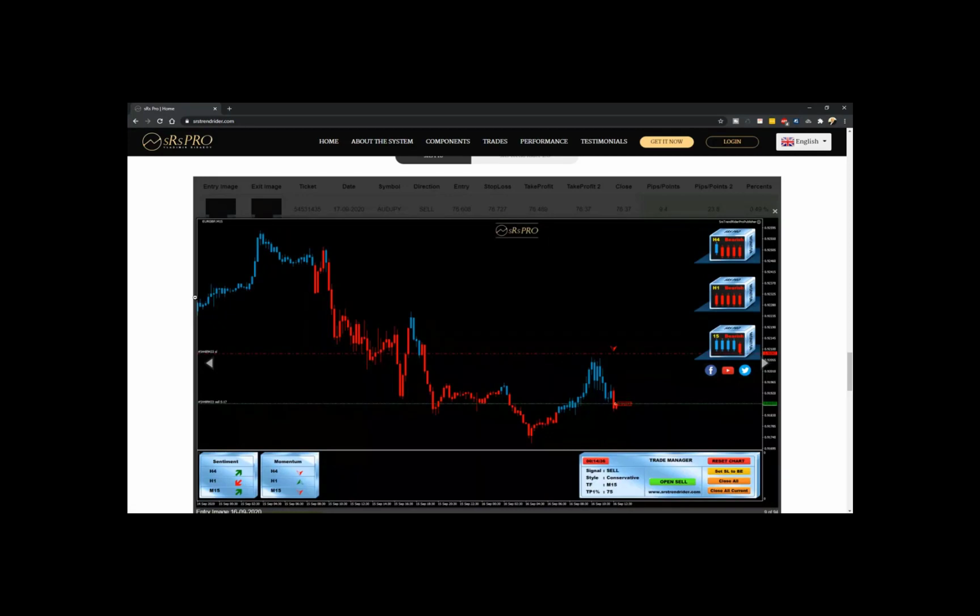Euro pound is also more or less a similar setup. This time the double wave is a bit clearer, at least for me this is how it goes.